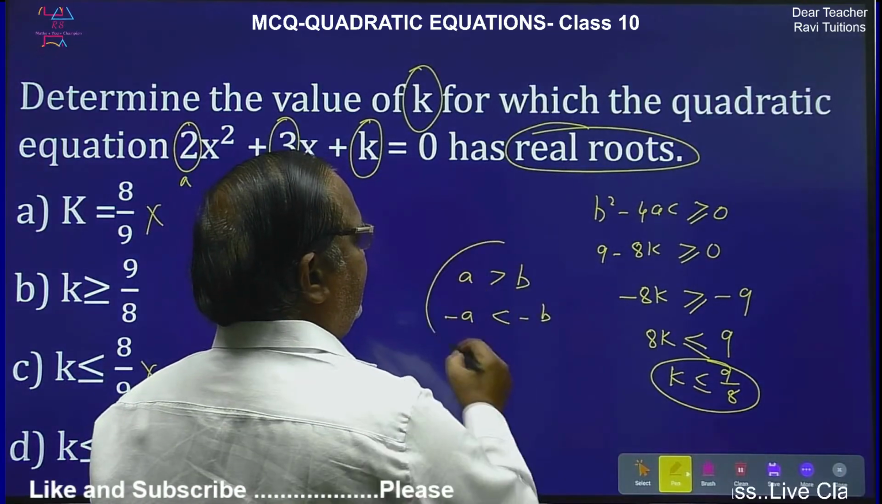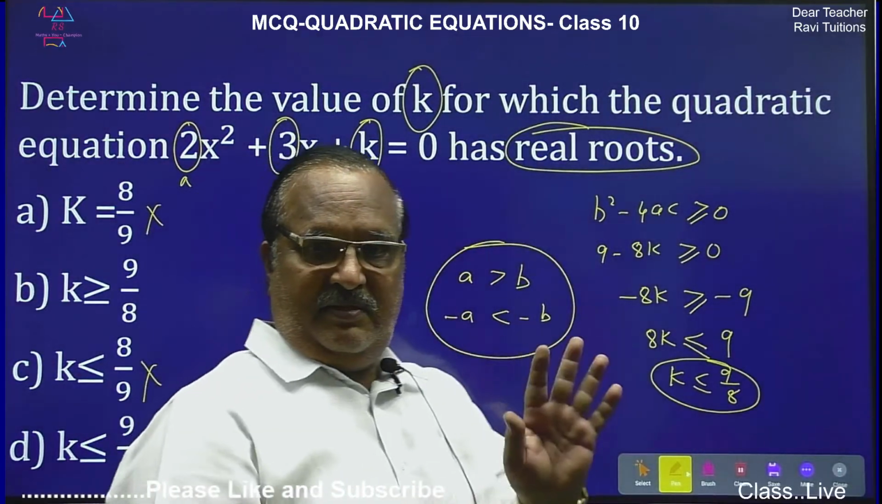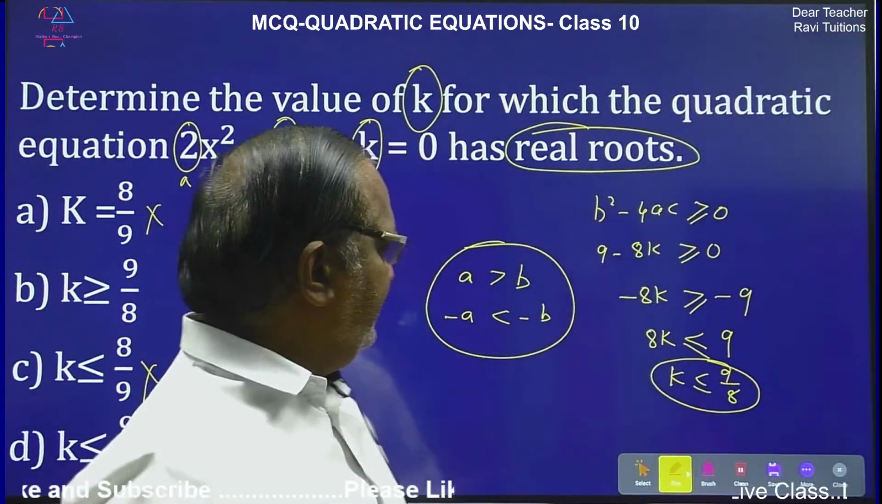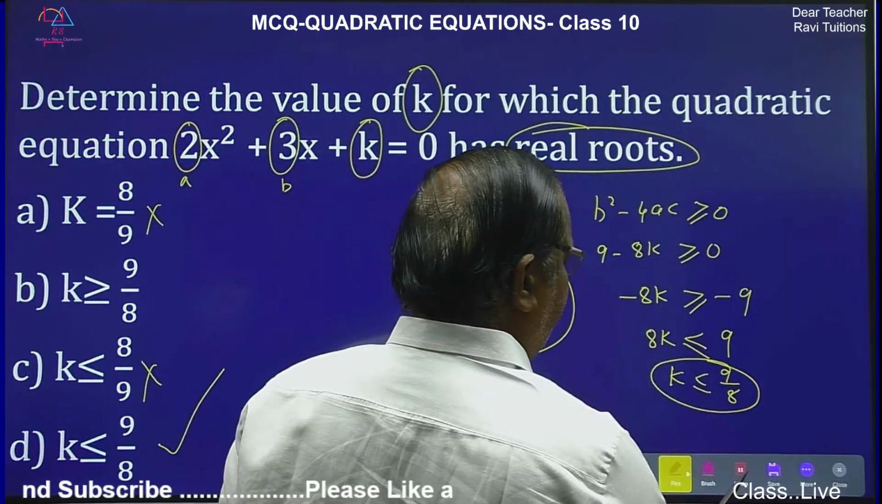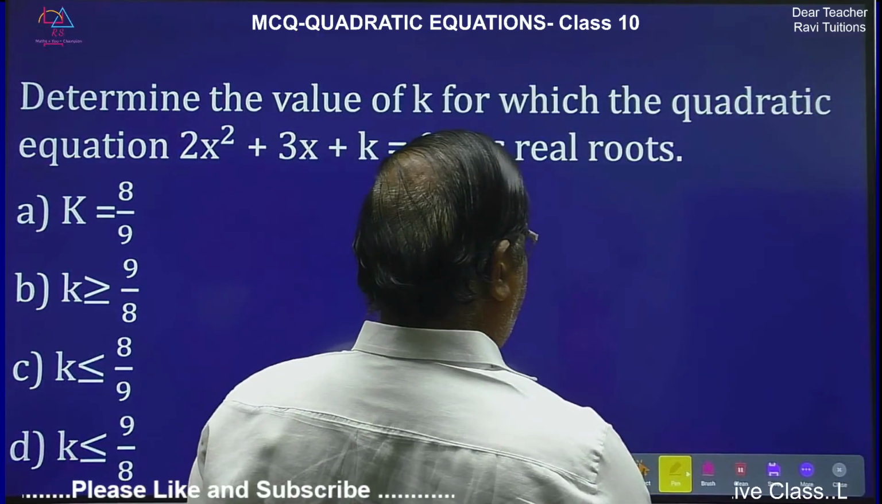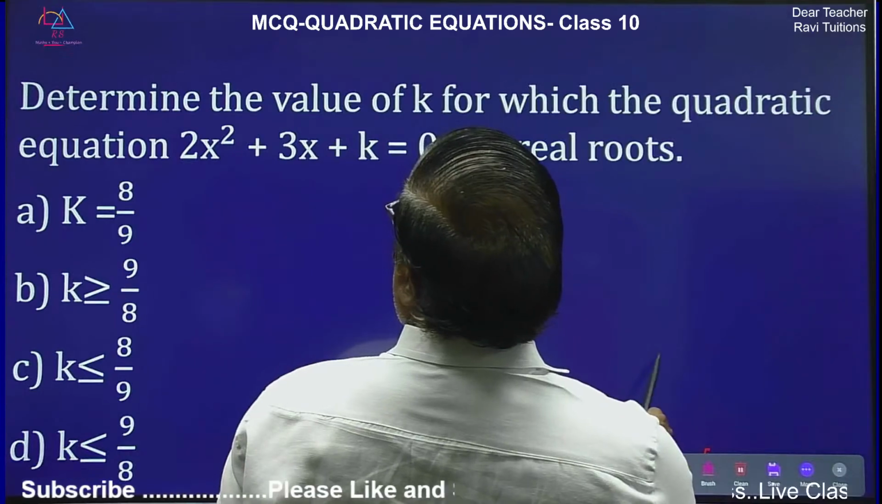Okay, these things will get reversed when you are multiplying. So be careful, learn this inequations concept. So let us go to another question.